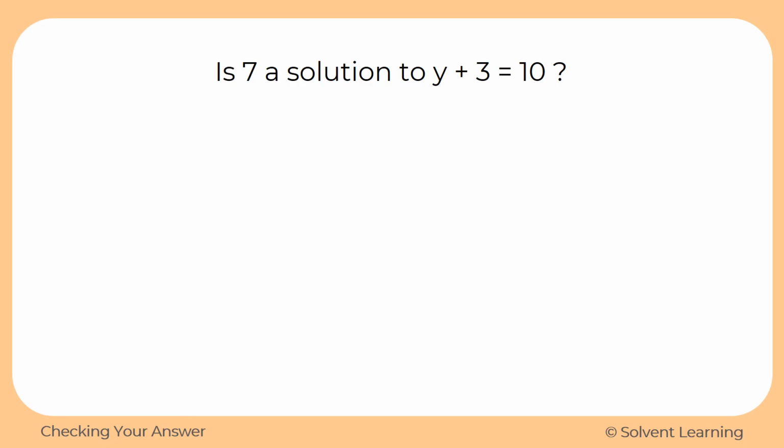So let's look at some examples to see if these numbers really are the answer. So is 7 a solution to y plus 3 equals 10? First, we want to focus on our equation. And then let's just write it down separately so we can see it clearly. y plus 3 equals 10. And now we want to see if 7 is the solution, is the answer for this equation. So we're going to substitute 7 for our variable, which is y, into our equation. And it will look like this. 7 plus 3 equals 10.